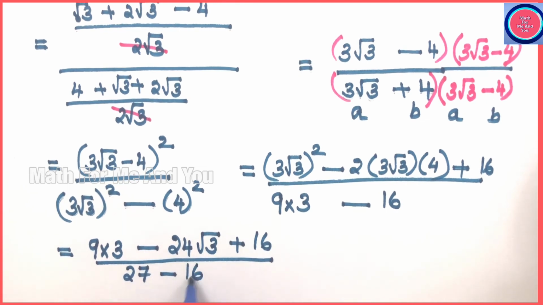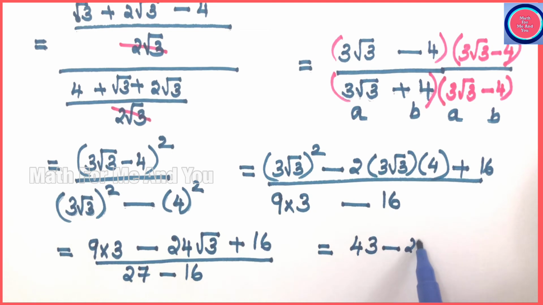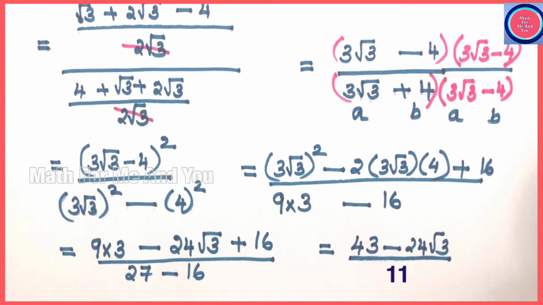Again we have to simplify the numerator. 9 times 3 is 27 minus 24√3 plus 16. 27 plus 16 we can write as 43 minus 24√3. Then divide by 27 minus 16, which is 11. So this is the value of the expression.